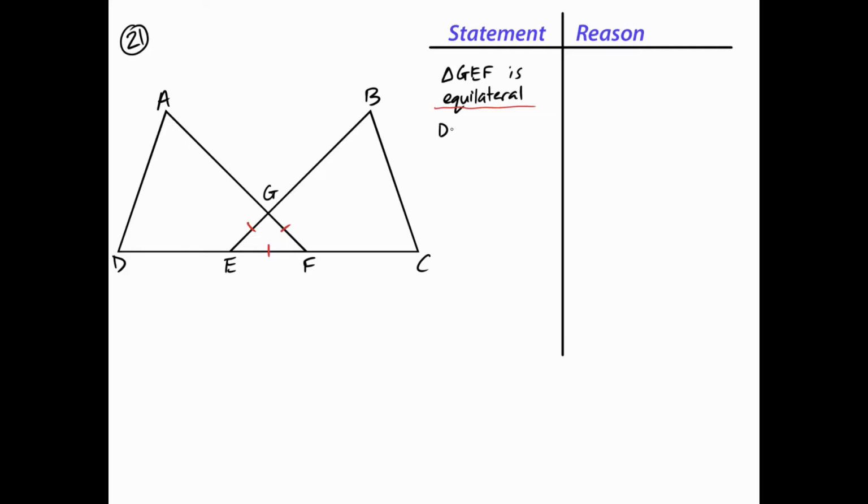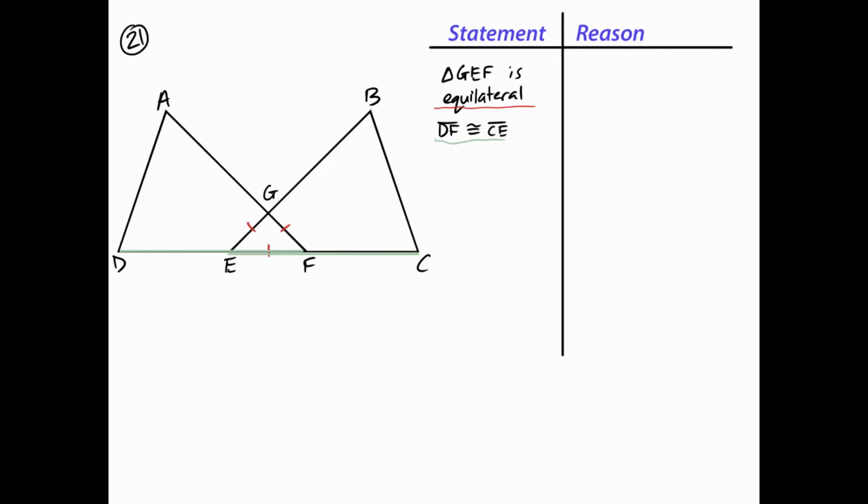Another given, line segment DF congruent to line segment CE. So DF, we'll go back to green, DF goes all the way from here to there. Now that is congruent to CE, and I'm going to place them slightly off kilter so you can see green and green. They're the same thing. All right. They are congruent.